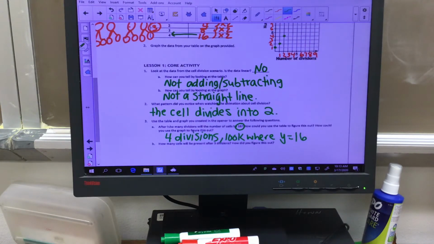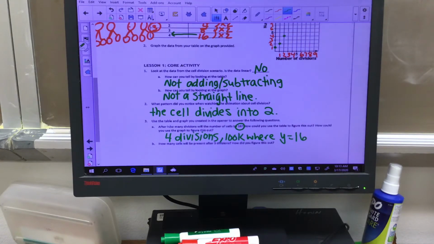The next one is kind of tricky. It says how many cells will be present after 5 divisions? How did you figure this out? So now look at your table and look at your graph and see if you can figure out how many cells would there be after 5 divisions. So you should have noticed that there was a problem with that. The problem with that is we don't have 5 divisions in our graph. We don't have 5 divisions in our table.